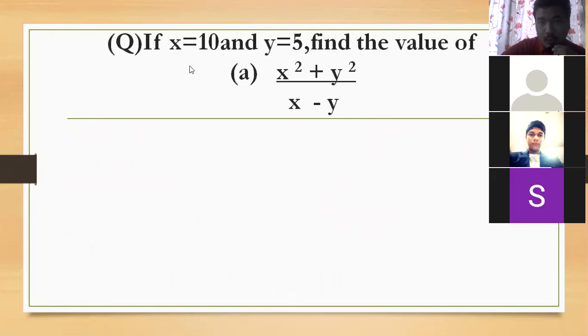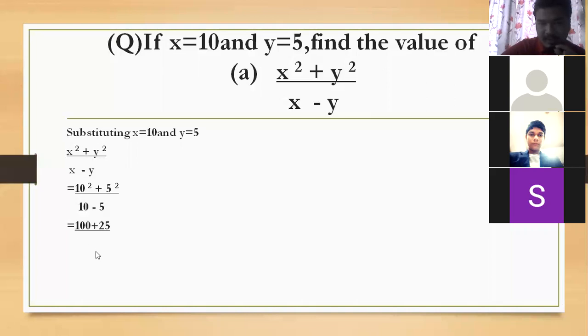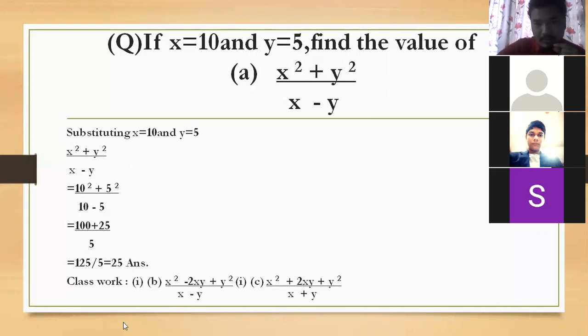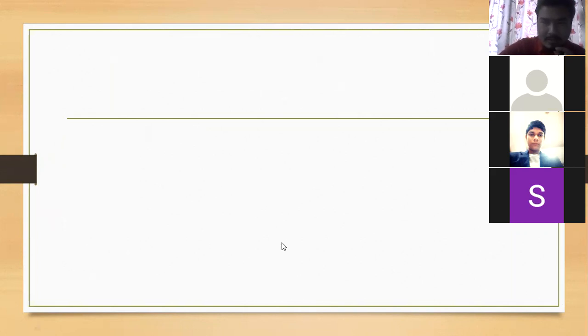And now here, we have to substitute the value of x as 10 and y value is 5. Then it will be like this: 10 square plus 5 square over 10 minus 5, it will be 100 plus 25 by 5, then 125 by 5, and it will be 25 answer. Here we have to substitute the given values, okay? Now look here, I am showing you the next one. Here also we have to substitute the given values, this x value 10, y value 5, okay? Now I am proceeding to the next question.